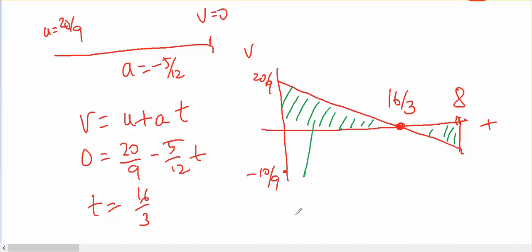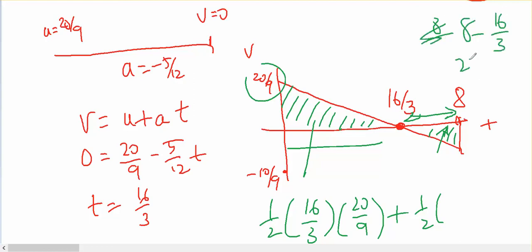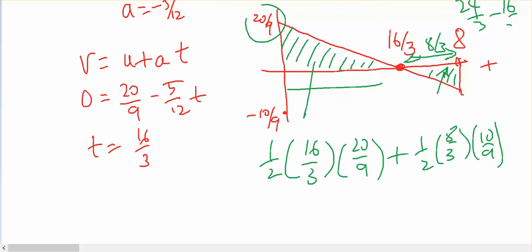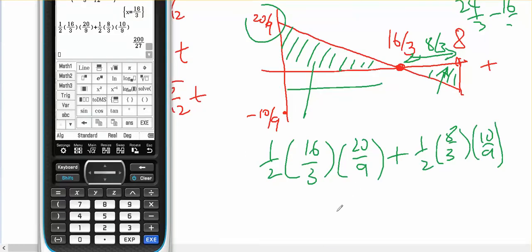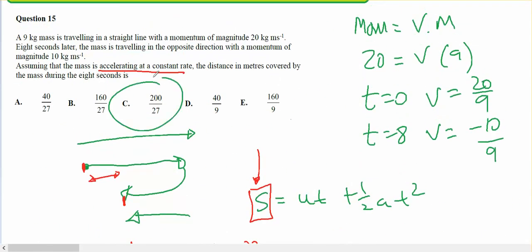I know that this area is a half base, which is 16 on 3, times height, which is 20 on 9, plus this area here, which is a half. The base will be 8 minus 16 on 3, 24 on 3 minus 16 on 3, that's 8/3. So 8/3 times 10/9, and put that on the calculator, and that should give me the total distance travelled, which gives me 227, which is answer C.